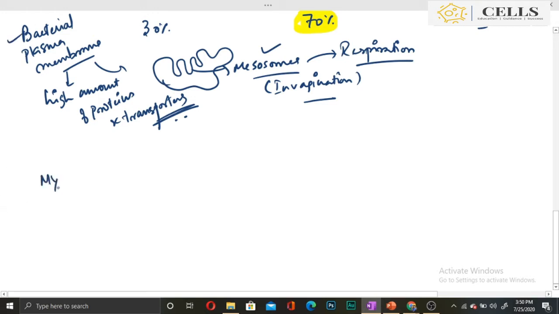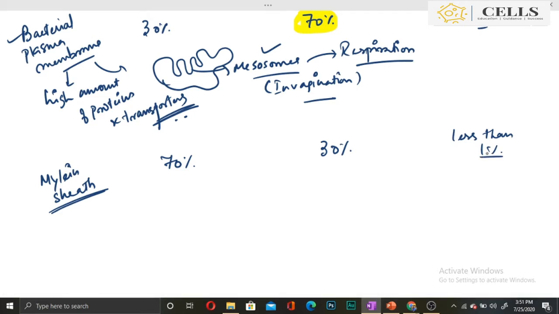Now in the case of the myelin sheath, lipid amount is 70%, 30% is protein, and much less than 1% is carbohydrates. Why? Because they need a lot of insulation. Myelin sheath is a part of the neuron and it should be protected from any kind of shocks. So they need a lot more insulation, and that's why the lipid content in the myelin sheath is much higher.